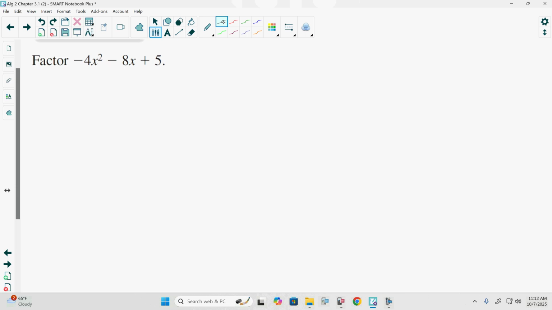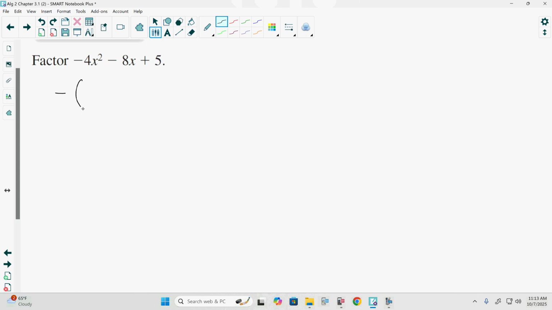We want to factor negative 4x squared minus 8x plus 5. Negative 4 and negative 8, 5, or 4, 8, 5. Is there a greatest common factor between those 3? Oh, but a is negative, yes? So we need to factor it out. It's going to make it easier to factor if that first term is positive. We can still factor it if that first term is negative. It just makes this a little bit more challenging.